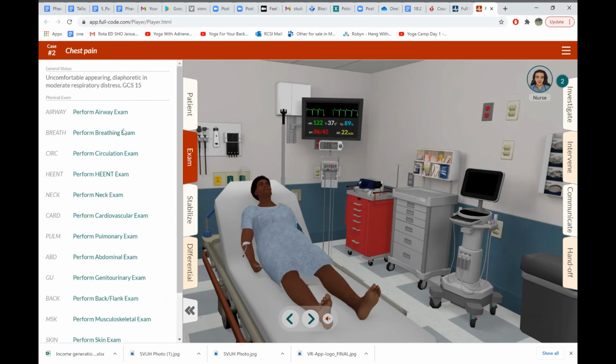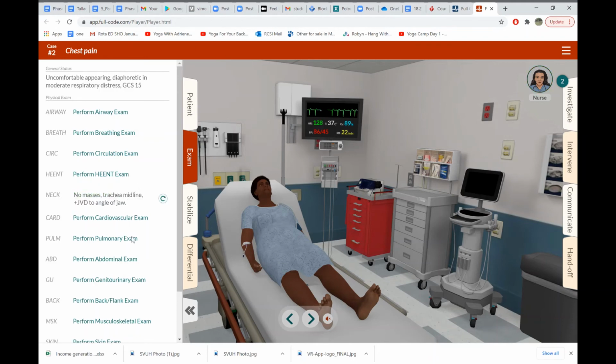So we have some general information, which is nice. I like that. And then we can perform the different types of exams. So a neck exam. There is a sign of heart failure on the neck exam. I think that by telling the player what is on the exam when it's done correctly, you inform the student what they should be looking for when they do an exam on a real patient.